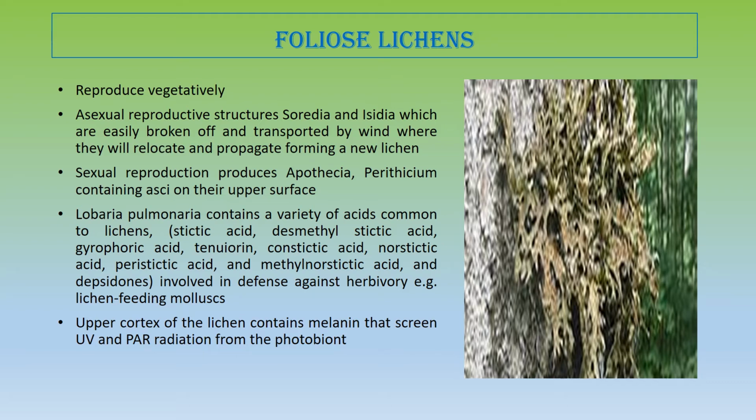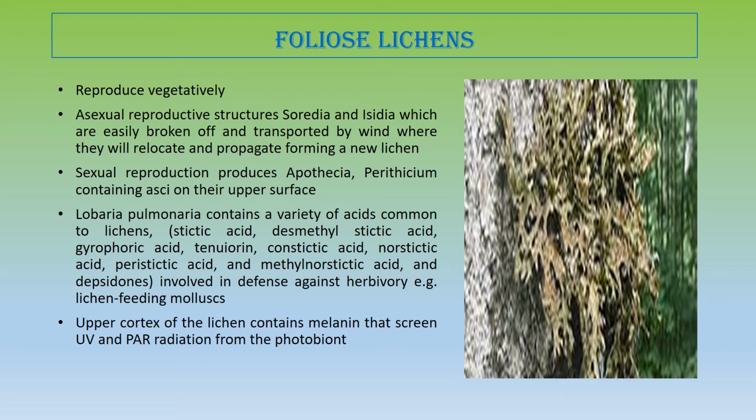So structurally they are different, but functionally these soredia and isidia are similar. Sexually, they reproduce by carpogonia and spermathecia. These spermathecia and carpogonia are the structures present on the upper surface, and the final fertilized structure is the ascogenous hypha.